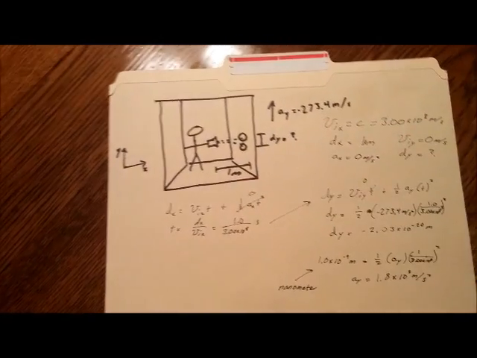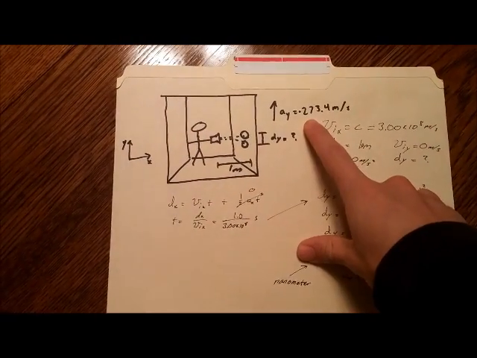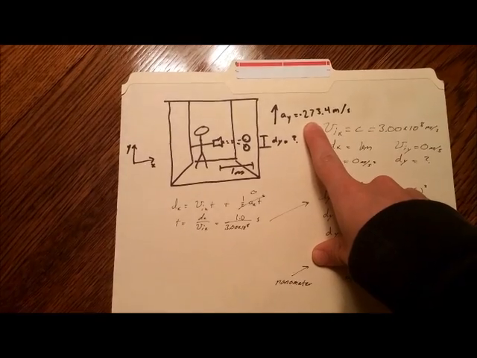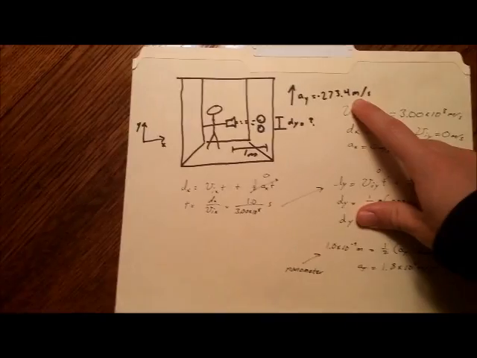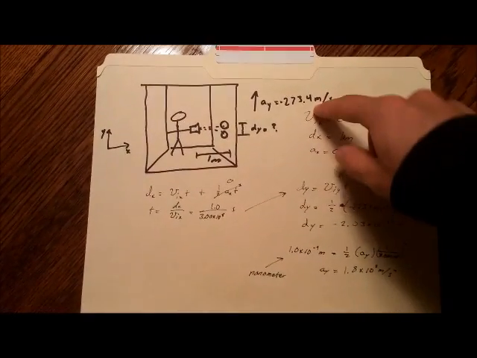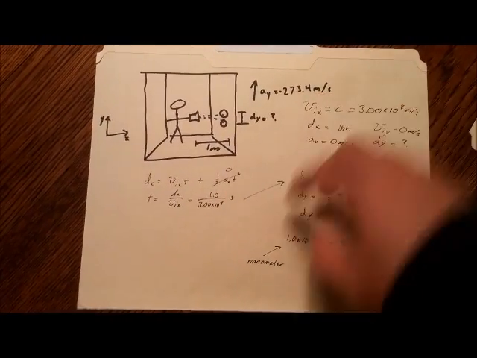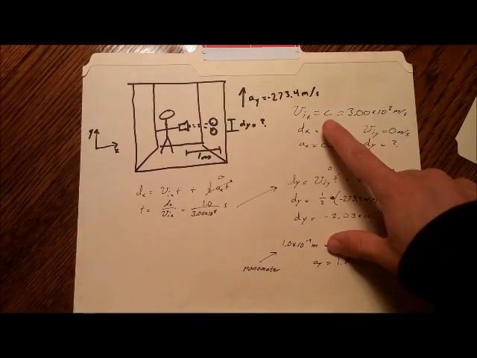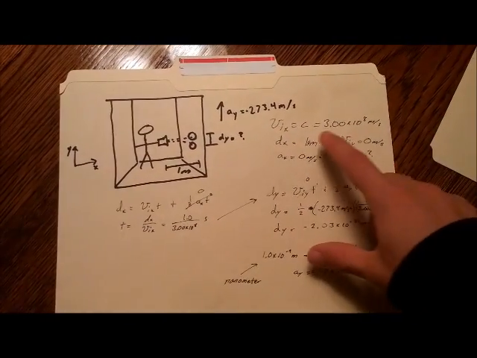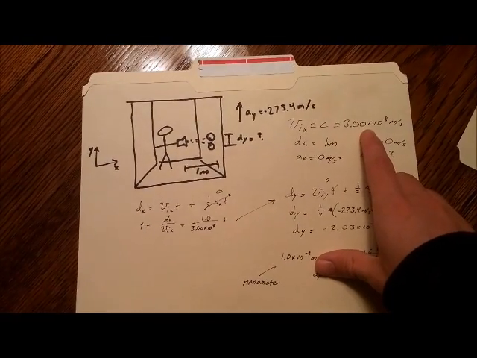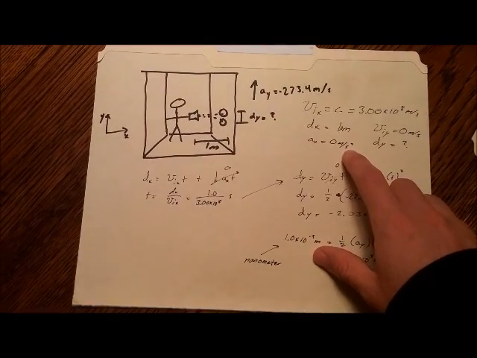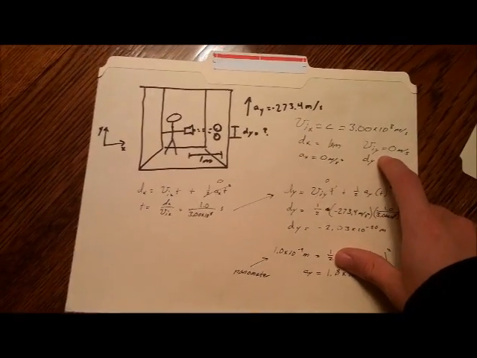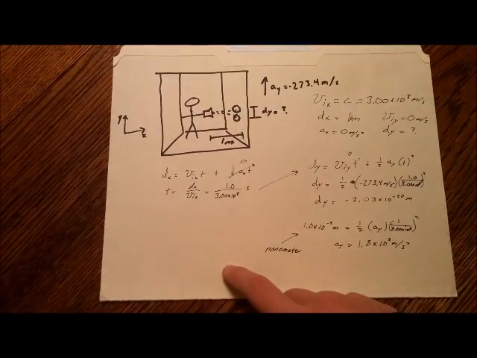And so because we know that the gravity of the sun affects light and bends it, we used the acceleration due to gravity of the sun. And then we have the initial velocity in the x direction is the speed of light, and the acceleration in the x direction is 0. The initial velocity in the y direction is 0.